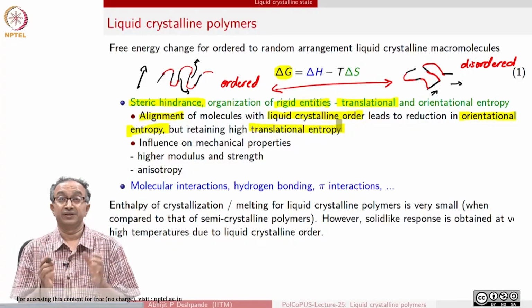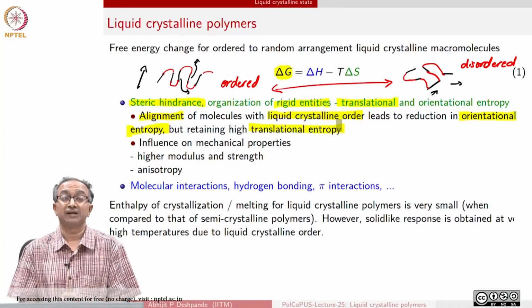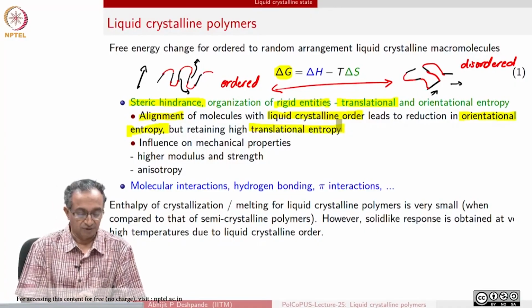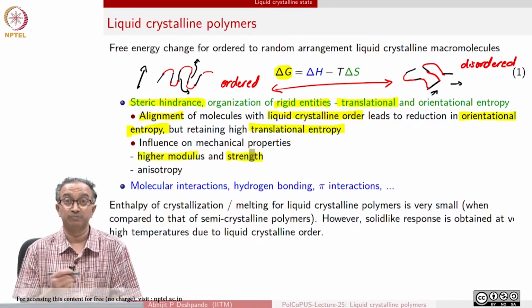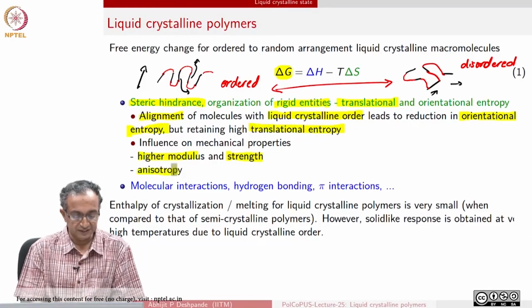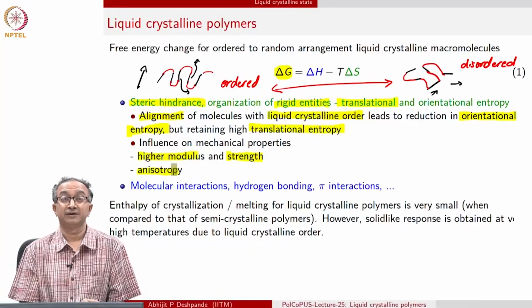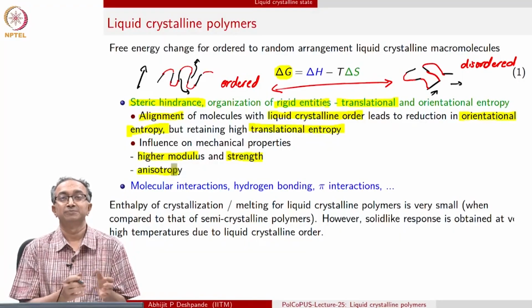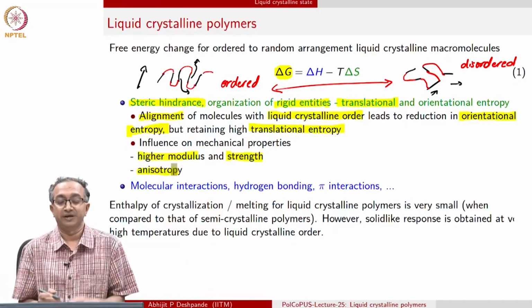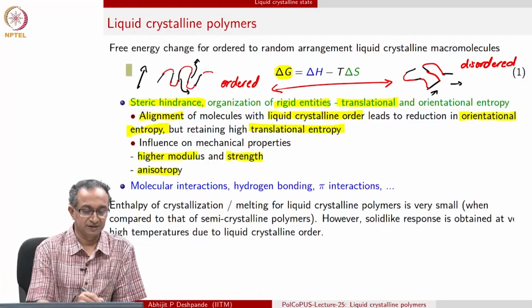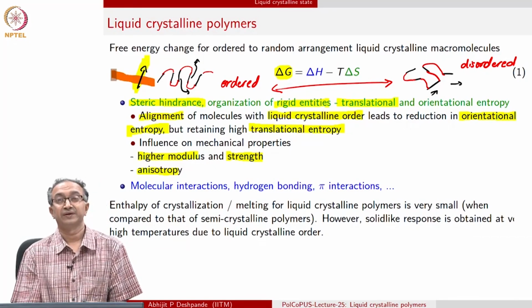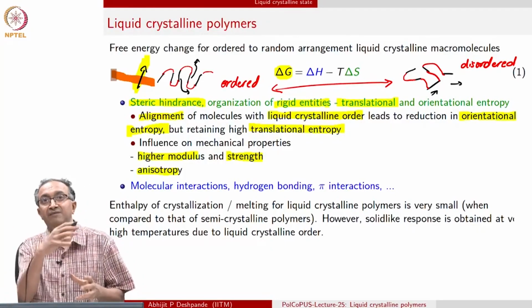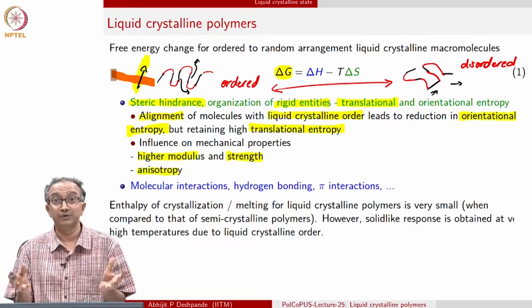And so, the influence of this orientational order is on very high modulus and strength. So, therefore, very good mechanical properties. The other feature that ends up being attributed to these polymers is that because of this orientation, anisotropy comes in. So, the properties in one direction, so in this direction, are going to be very different compared to properties in this direction. Of course, in a bulk sample we may have many such domains and they are all randomly oriented.